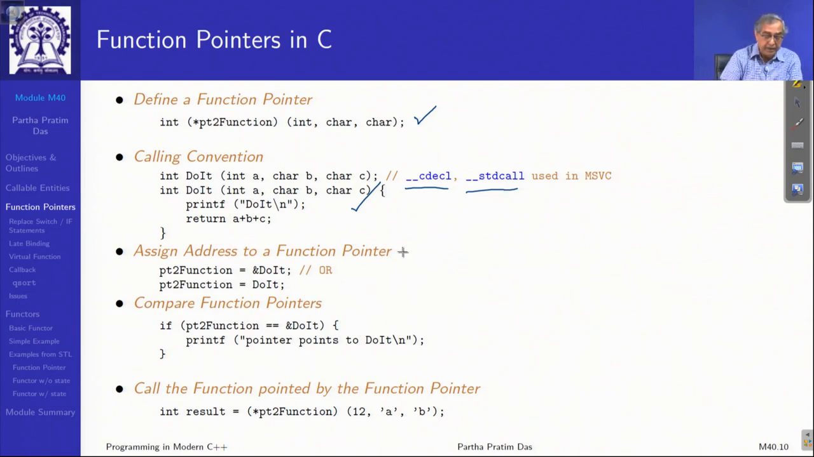You can assign an address to a function pointer, right. You have a function pointer here, you have a function, you can assign that address by using ampersand. And as I had mentioned earlier as a shortcut, since you can only take the address of a function, nothing else, if you just write the name of the function, it is also taken to be the address of the function. Then you can compare two function pointers and get true or false, and invoke the function pointed to by a function pointer. So, these are the things that a function pointer typically allows you to do, right.